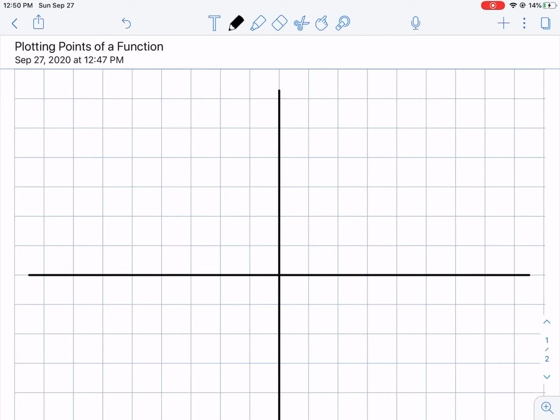Okay guys, today we are going to work on plotting points of a function, so please have your notes ready. And let's just say we have something like this. Let's say we have x plus y is equal to 4. So I want you to think about what could be some possible true statements of what x could be and what y could be. Well, what do you think? Write some down.